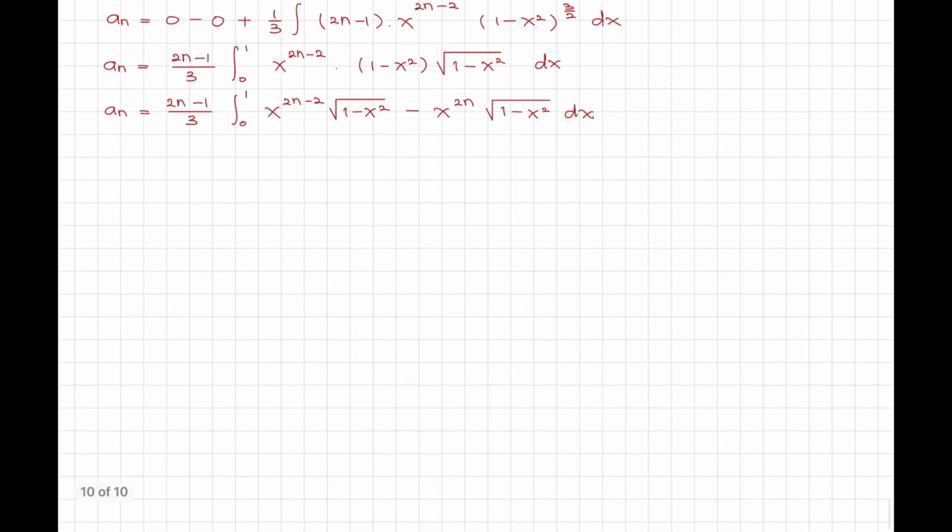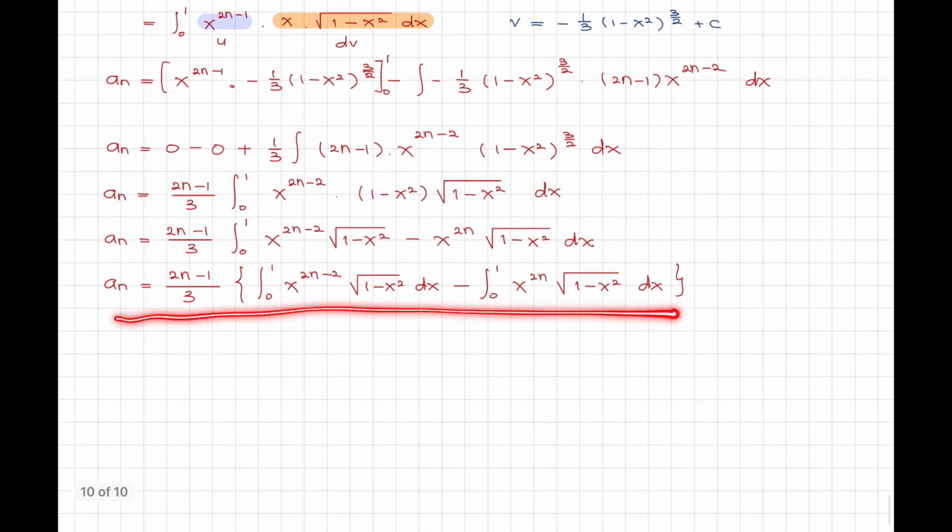Once again, I will separate these two expressions. I will get a_n equals 2n minus 1 over 3, open bracket, integration of 0 until 1, x to the power of 2n minus 2, square root of 1 minus x squared dx, minus integration from 0 until 1, x to the power of 2n square root of 1 minus x squared dx. I think this is the answer.